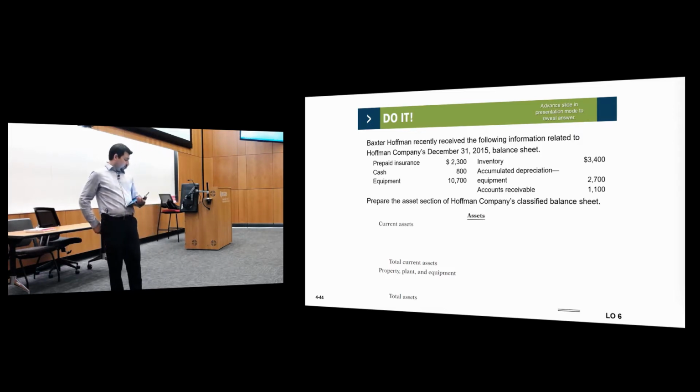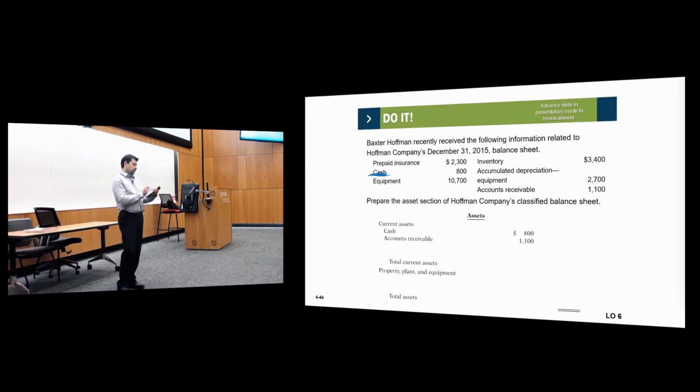Now, Baxter Hoffman recently received the following information related to the company's balance sheet. What you need to do is to prepare the assets section of the classified balance sheet. So which one do you start with? Cash. Always with cash. Next. And then, so we have cash, accounts receivable. Next is inventory and prepaid insurance. Okay. So that will give you the total for current assets.